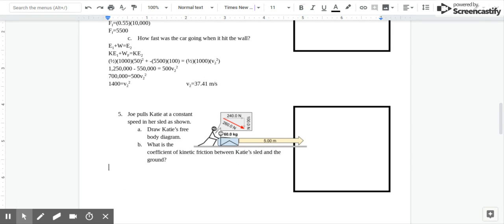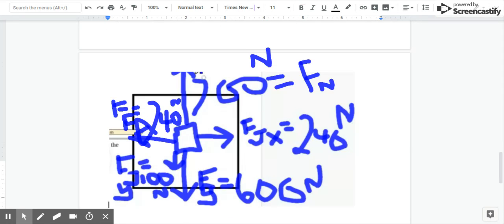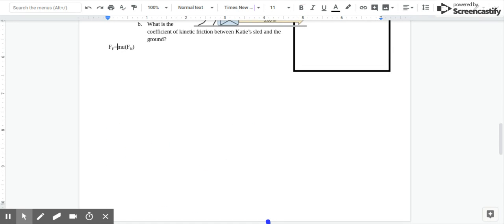So it's asking us about the coefficient of kinetic friction. And all we have to do is use force of friction is mu times normal force. Force of friction we just calculated was 240, and normal force was 700. And that gives us a mu, when you divide 240 by 700, of 0.34. And we're done with that one.